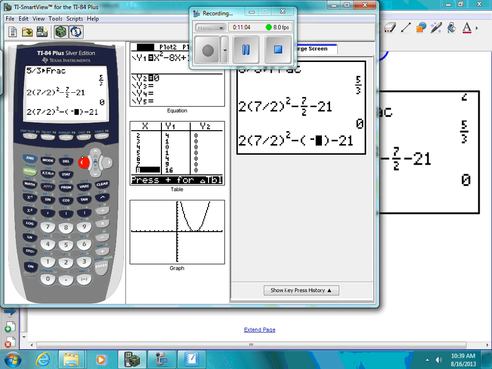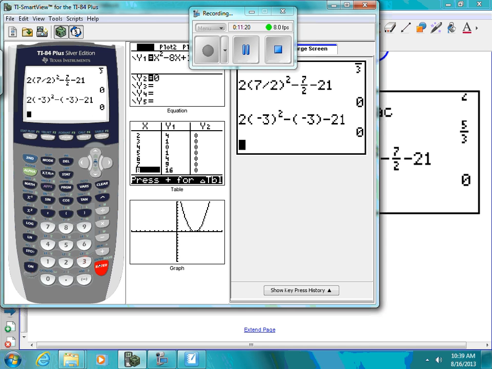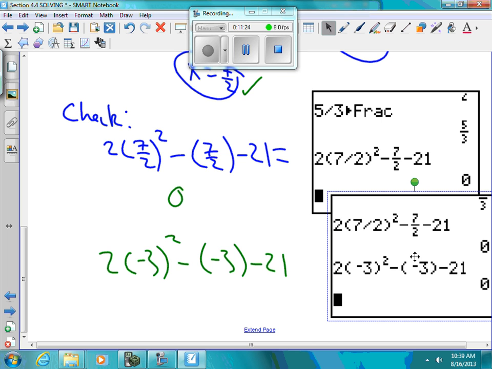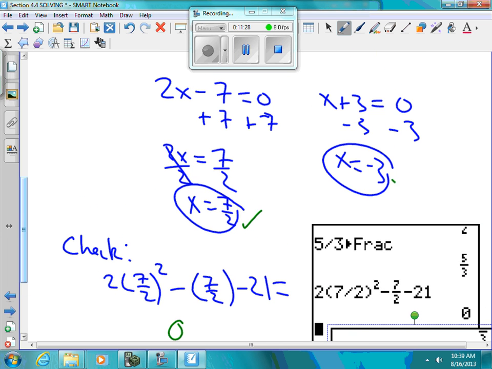Might have been just as easy by the time I get all said and done to just retype it, but sometimes this does save you time by just hitting enter on a previous term, and you don't have to type the whole thing in. You just have to change the values you're plugging in. So now we're plugging in a -3. Let's see what we get. We get 0 again, which is what we wanted. So we can go back up and say that -3 checks as well. So you should always check your answer.